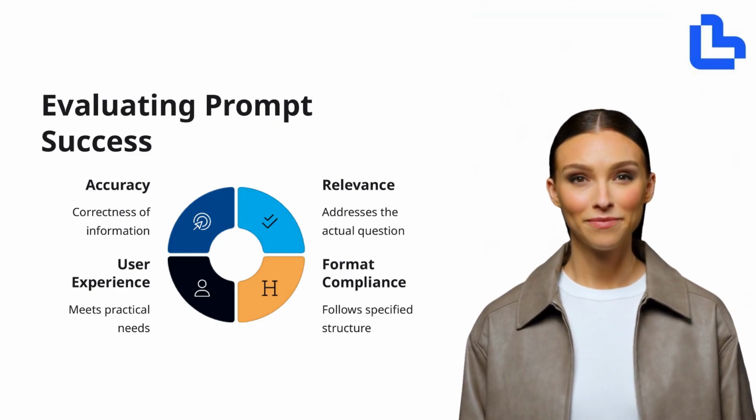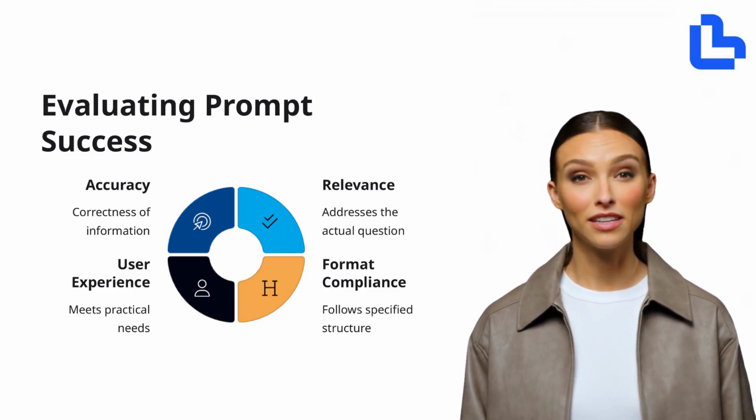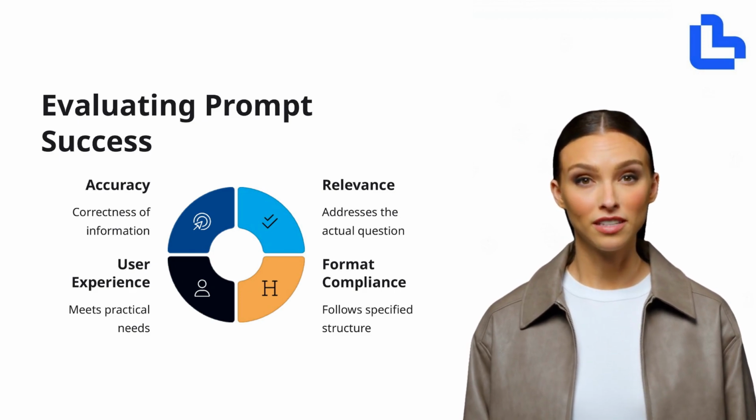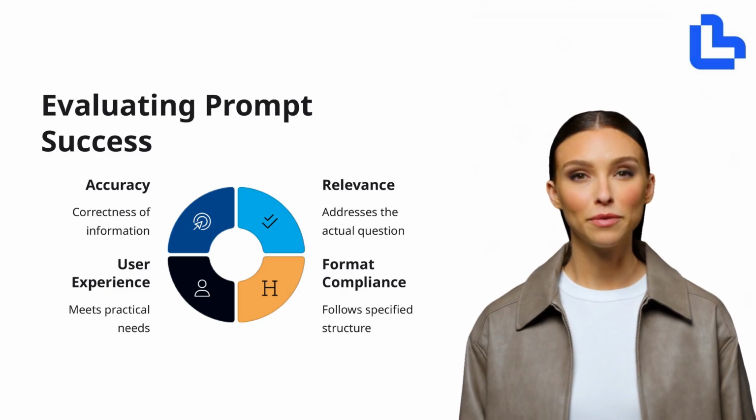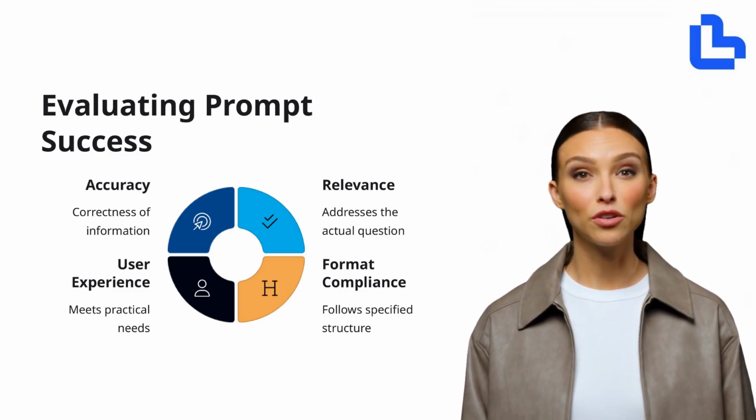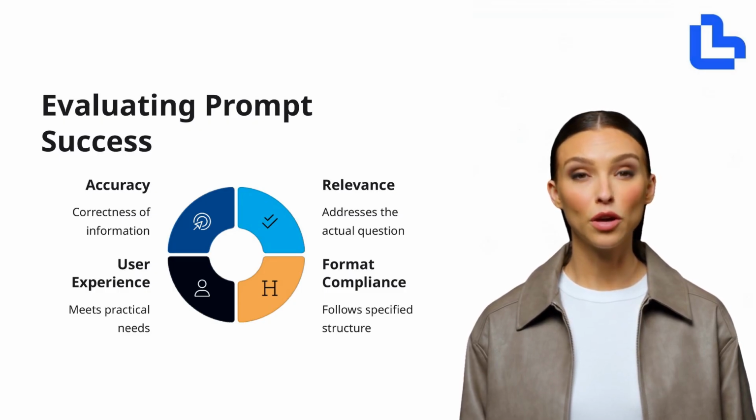First, accuracy. Is the information factually correct? This is especially important for technical, legal, or data-driven content. Even the best structured prompt won't help if the AI generates incorrect or misleading information, so always verify the facts. Next, check for relevance. Does the response actually answer the question or fulfill the task? Sometimes the AI might go off topic or miss the point entirely. If that happens, revisit your prompt and see if you need to clarify the context or instructions.